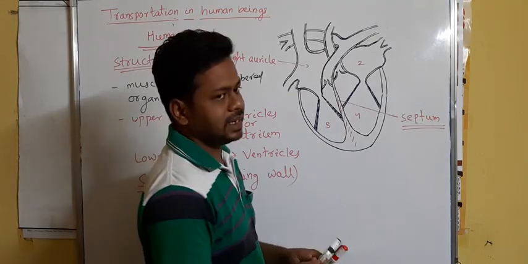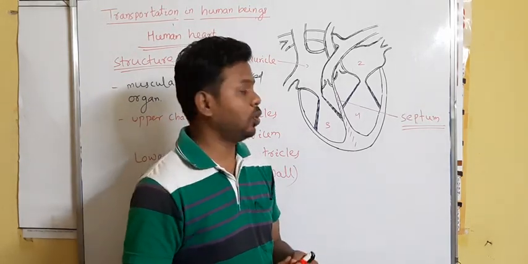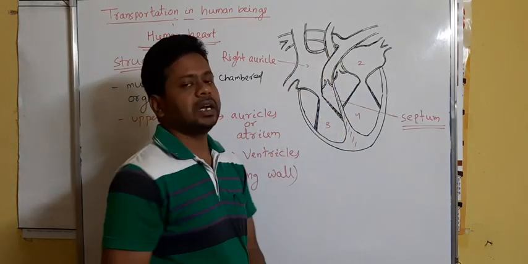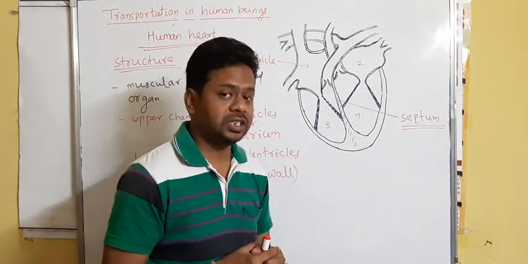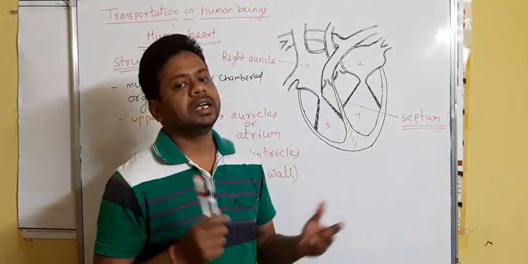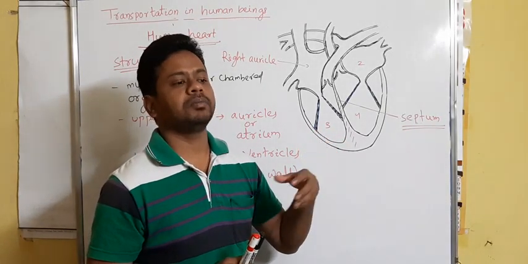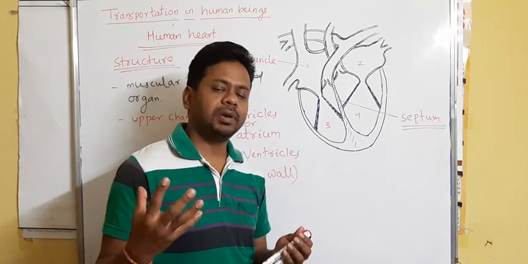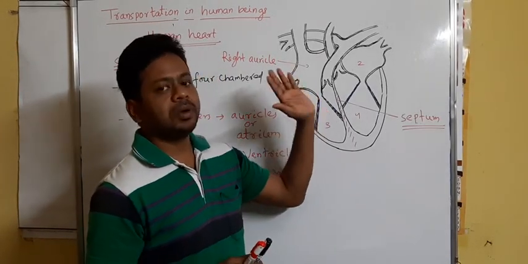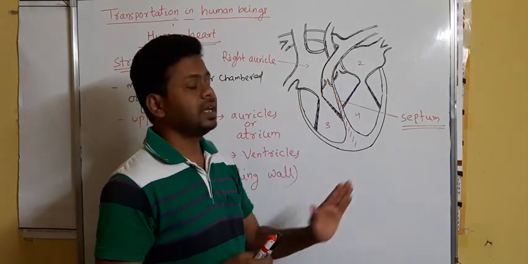So the left side and right side are divided by the septum, and this septum has a very big role. Because of this septum, the oxygenated blood and deoxygenated blood do not mix with each other. Septum prevents the mixing of oxygenated blood and deoxygenated blood. What is oxygenated blood? The blood which has more oxygen, and deoxygenated blood has less oxygen and more carbon dioxide. So the oxygenated and deoxygenated blood are both present in the heart, but they do not mix with each other because of this septum.